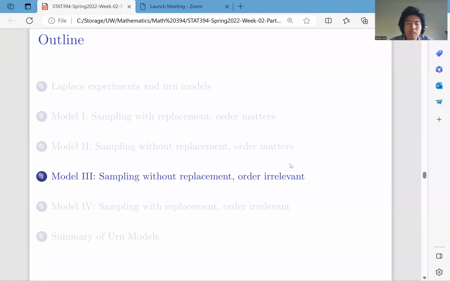Hello, everyone. This week we will talk more about the urn models. Last week we already talked about Model 1 and Model 2, which is sampling with replacement or without replacement, but where order matters. This week we'll talk about models where order does not matter, the order-irrelevant cases. These are Model 3 and Model 4.